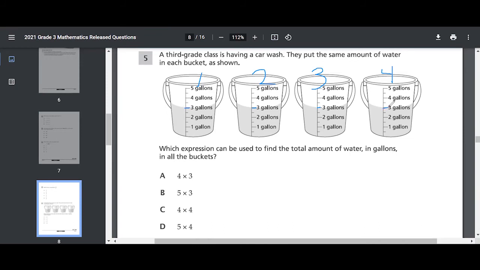Now, we could add them all together, which makes this repeated addition. However, a faster way to still get our answer for repeated addition is by multiplying. Therefore, the 4 buckets of water times the 3 gallons of water in each bucket would be the correct expression for answer choice number 5.